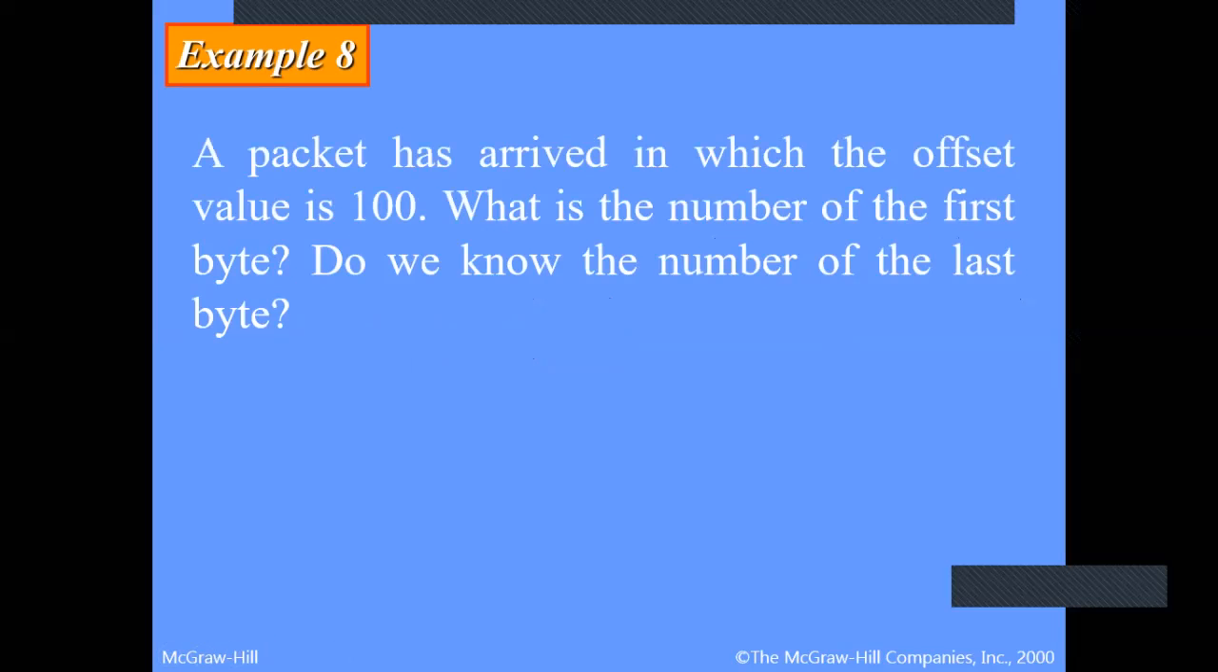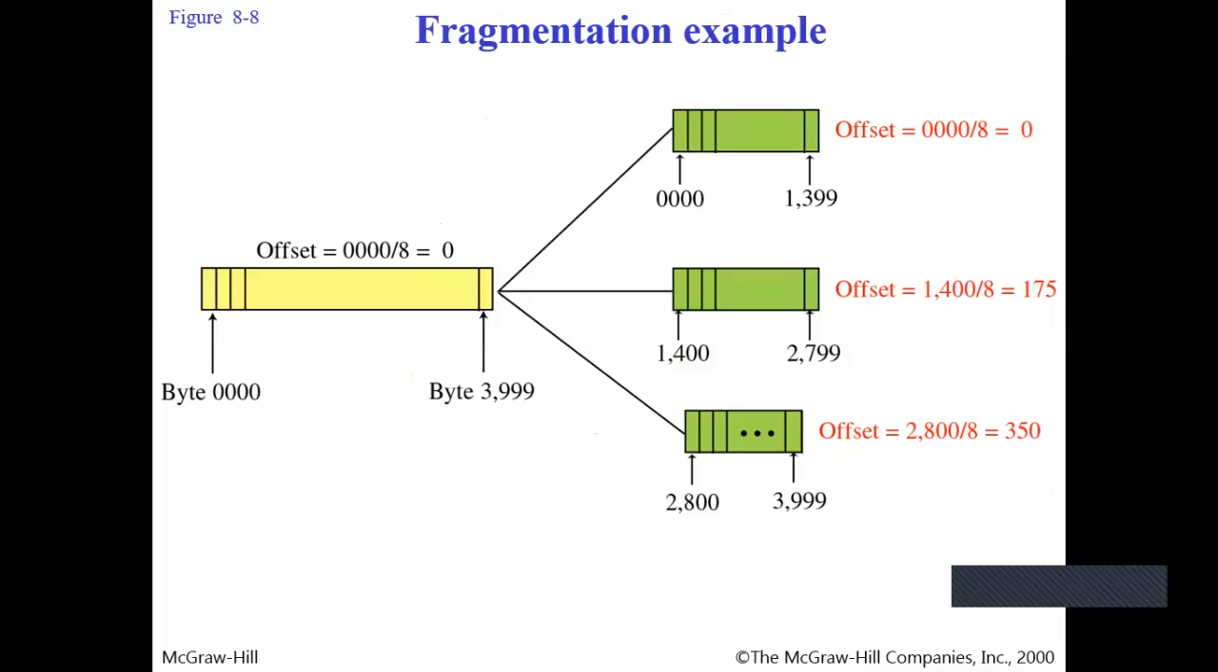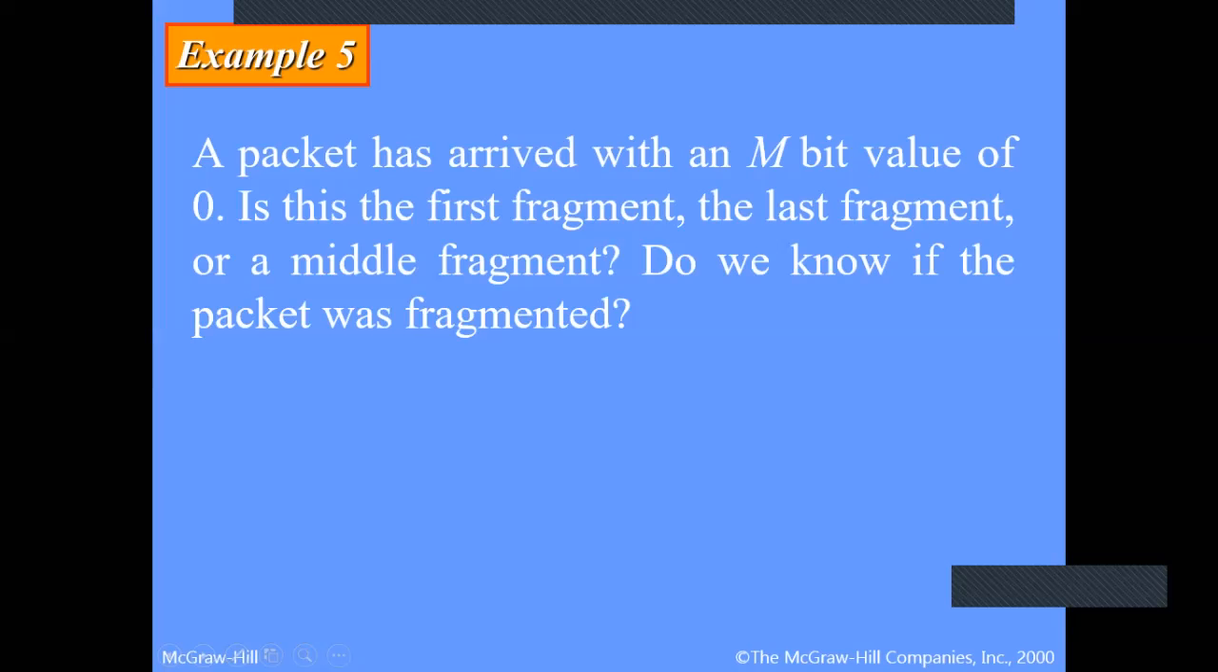Now the next question is, a packet has arrived in which the offset value is 100. Please note the value. The offset value is 100. Clear? What is the number of the first byte? Do we know the number of the last byte? First byte and last byte means, see that example. This is the first byte of this fragment and this is the last byte of this fragment. How do we identify the first byte and last byte from this offset value? That is the question.